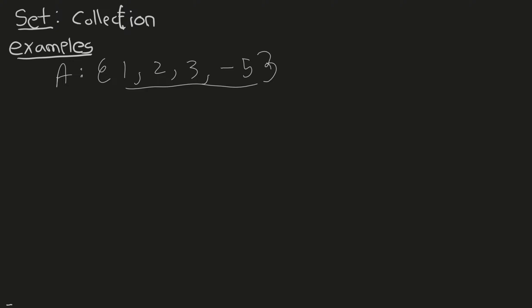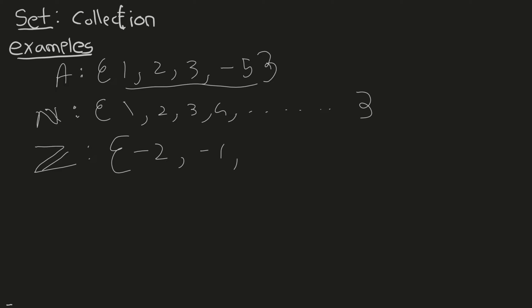So now let's look at other examples of sets. For example, the set of natural numbers, which is denoted by this fancy N. So the set of natural numbers is just all numbers 1, 2, 3, 4, and so on and so forth. Now let's look at the set of integers, which is denoted by this fancy Z. So the set of integers is just -2, -1, 0, 1, 2, 3, and so on and so forth.